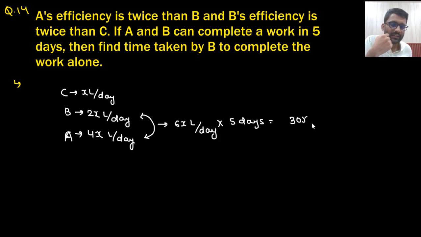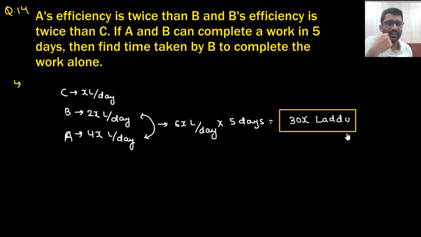The work is eating 3x laddu. Because they are eating 6x laddu per day, and if they are working together for 5 days, then the work is completed. That means this is the work. The work is eating 30x laddu, sorry, not 3x, 30x laddu.